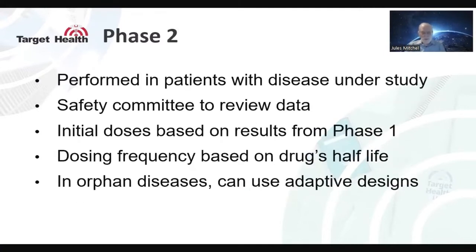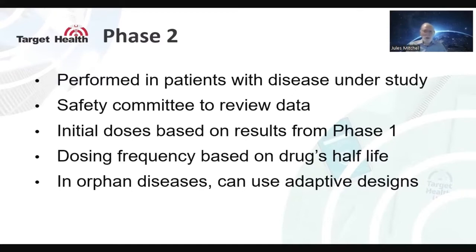In phase 2, we always perform these in patients with the disease under study, and it's critical. We can decide whether or not we're using people who failed previous treatments, whether or not it's ethical to take them off their current medications. We just don't know. There's also a safety committee, clearly always, when we're doing these studies. And the initial doses that we use are based on the phase 1 study for safety.